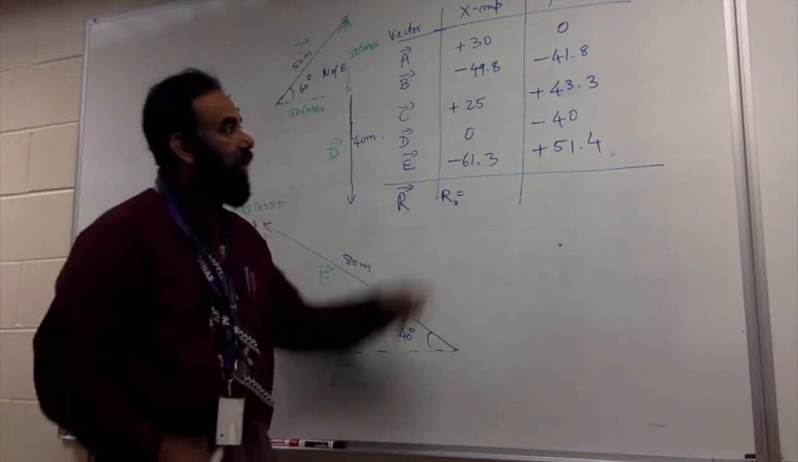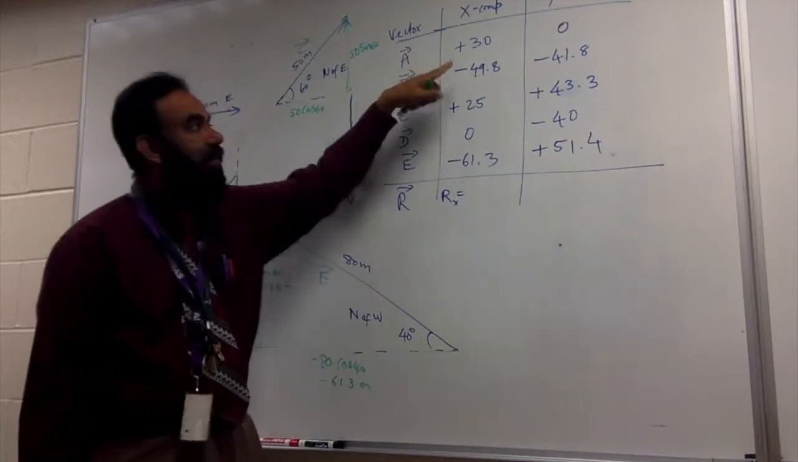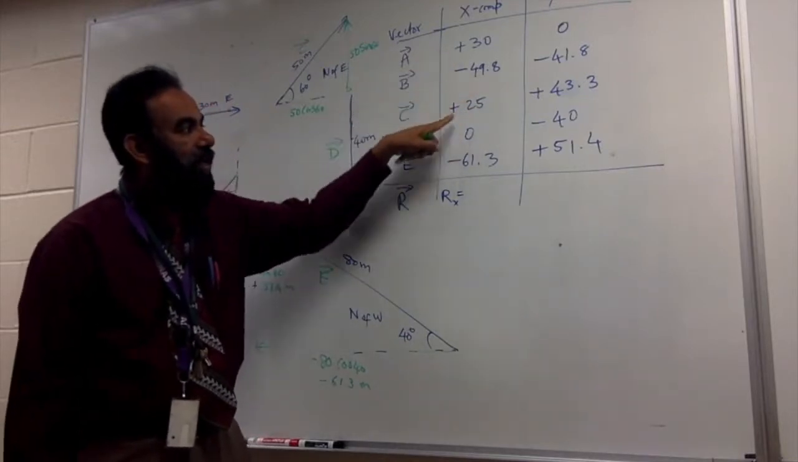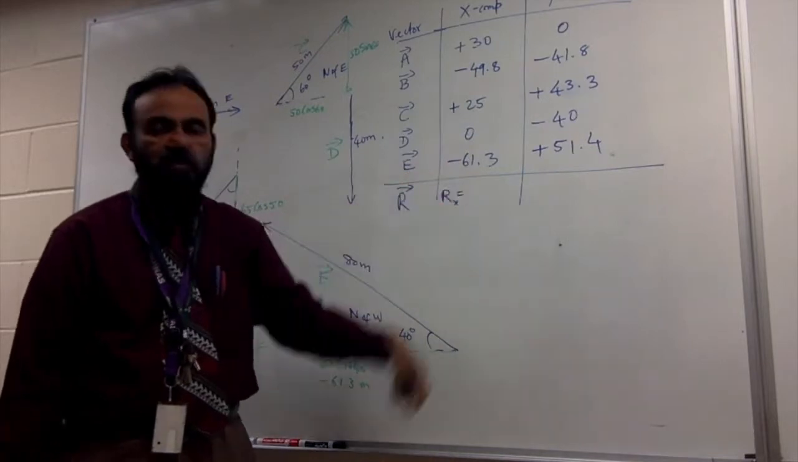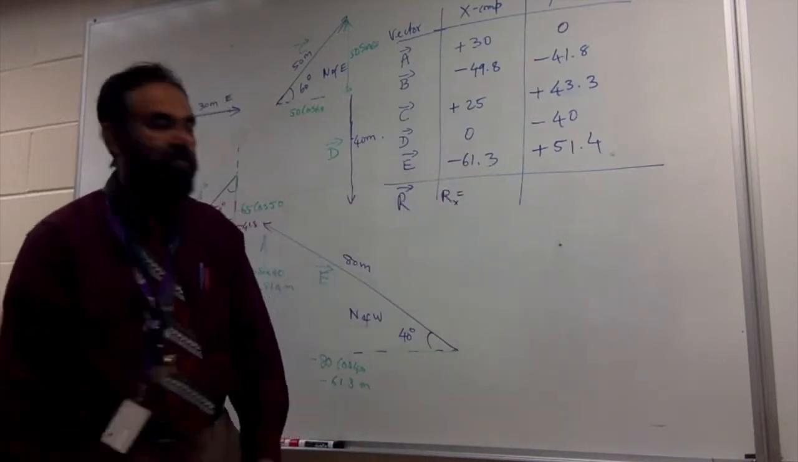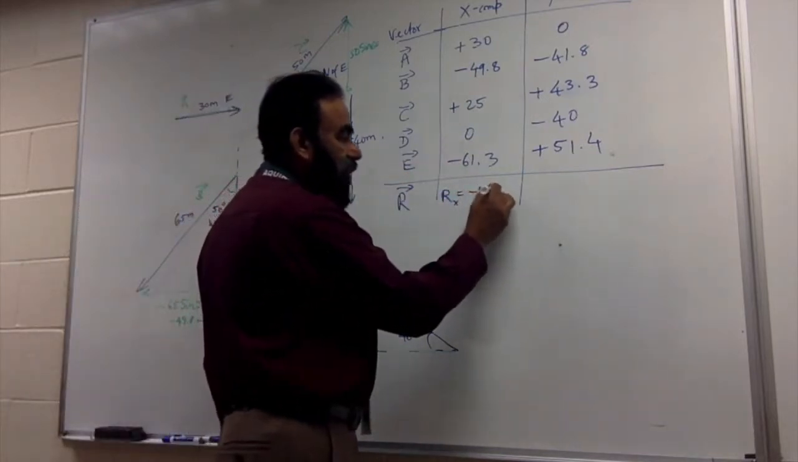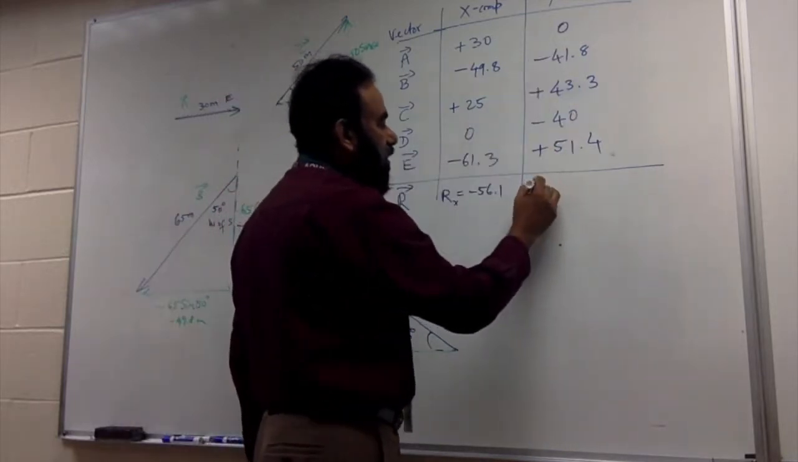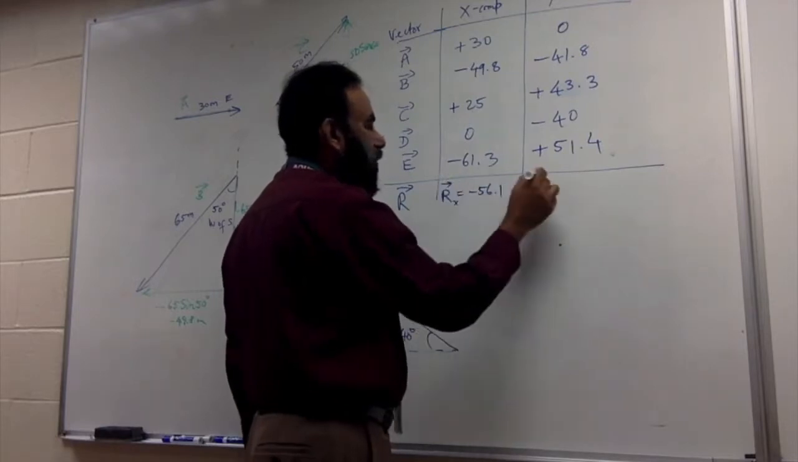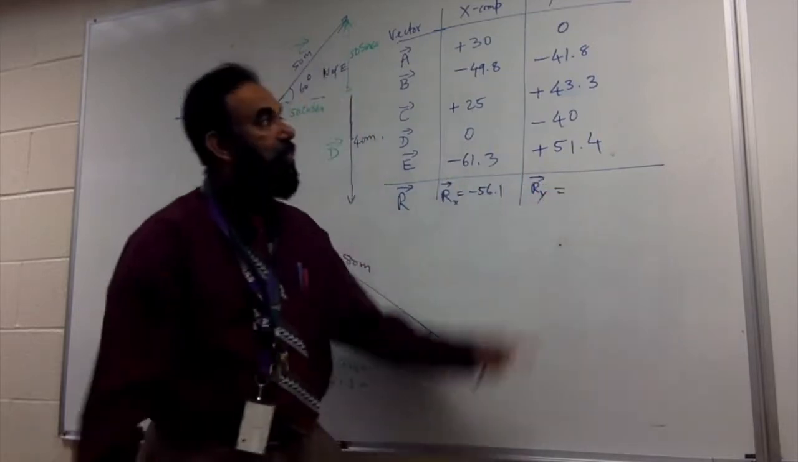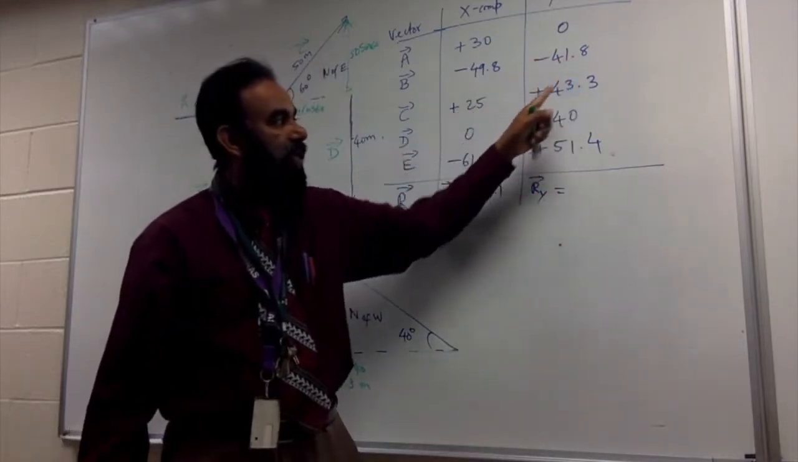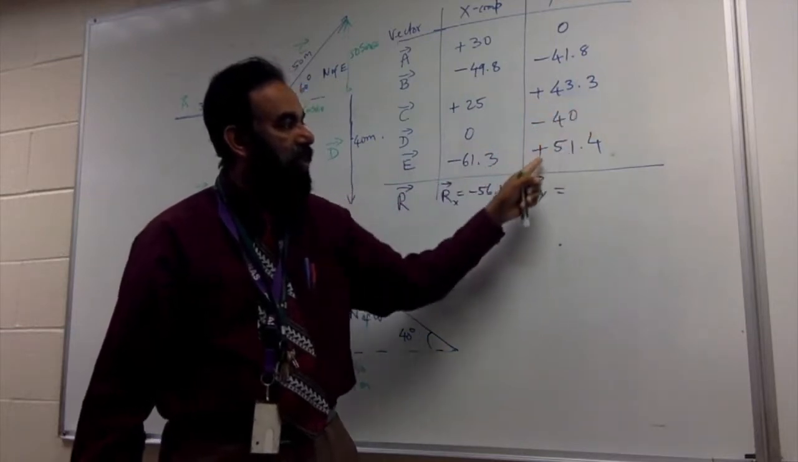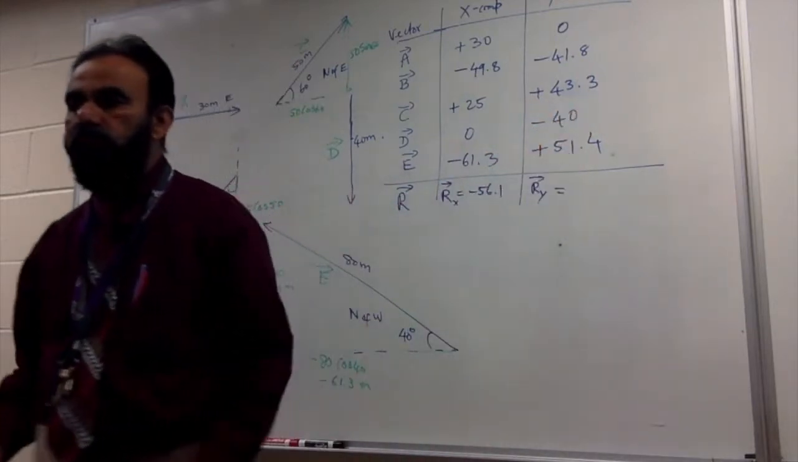This will give you only the x component. So add them all up on your calculator. 30 minus 49.8 plus 25 minus 61.3, and what is that? Negative 56.1. Now adding all these will give you the resultant's y component. Add them up. Negative 41.8 plus 43.3 minus 40 plus 51.4.